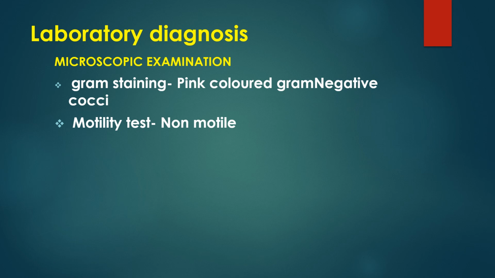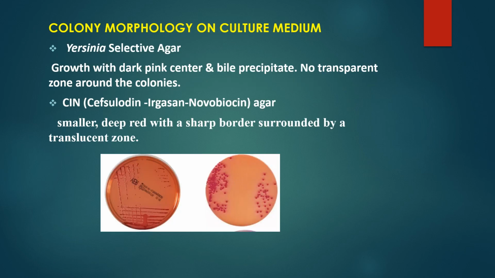Motility test: non-motile. Colony morphology on culture medium: on Yersinia selective agar, growth is observed with a dark pink center and bile precipitate, with no transparent zone around the colonies. On CIN agar, cefsulodin-irgasan-novobiocin agar, colonies are smaller, deep red with a sharp border, surrounded by a translucent zone.